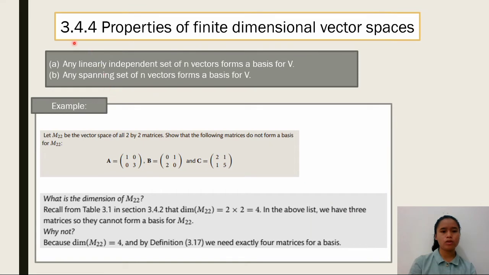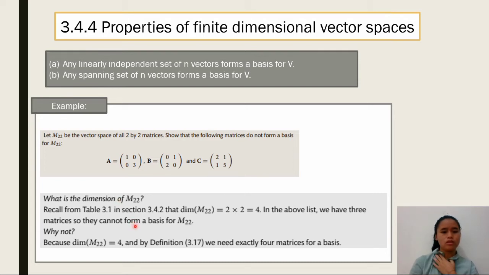Next, 3.4.4 properties of finite dimensional vector space. There are two. A, any linearly independent set of n vectors from a basis for V. B, any spanning set of n vectors from a basis for V. Example, we have matrices A, B, and C.